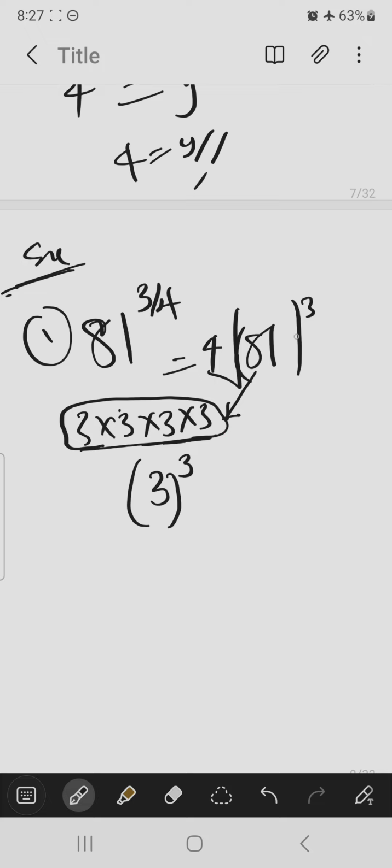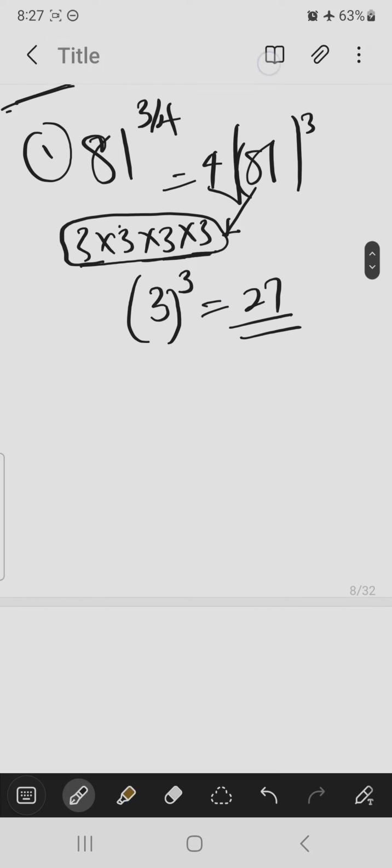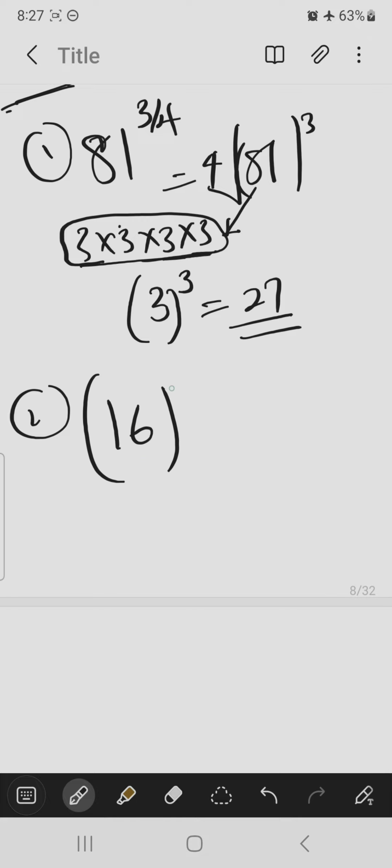Now this one will be 3 raised to the power 3, which is what? 27. That's the answer. Another one is this. Number 2, simplify 16 raised to the power minus 5 over 4.